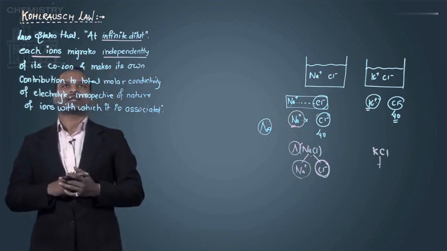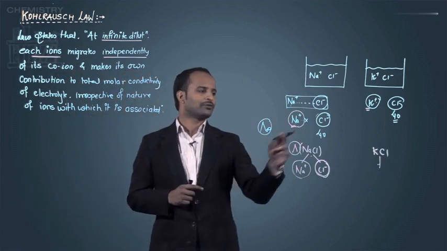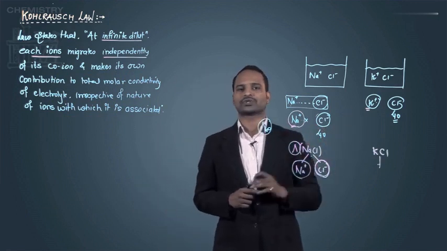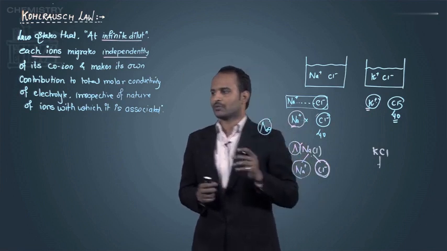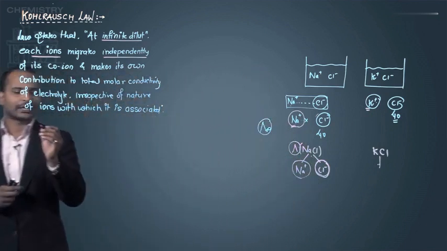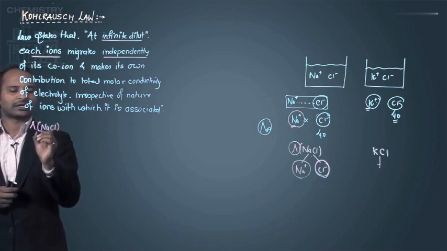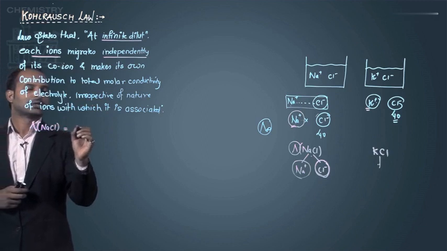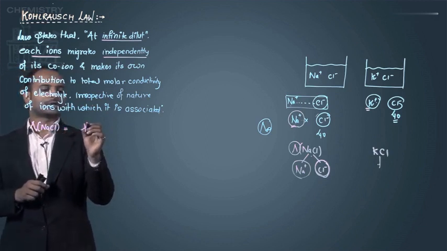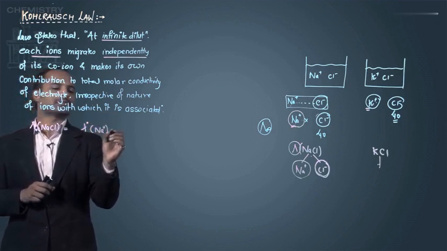So at infinite dilution, the law, again I am saying a law: at infinite dilution each ion migrates independently of its co-ions. Its conductivity is not affected by whichever type of ions it is associated with, meaning the nature of the other ions. So here I can say that lambda naught of NaCl, the molar conductivity at infinite dilution of NaCl, depends on the contribution of its ions, that is lambda naught of Na plus and lambda naught of Cl minus.